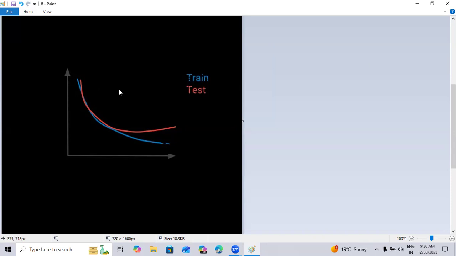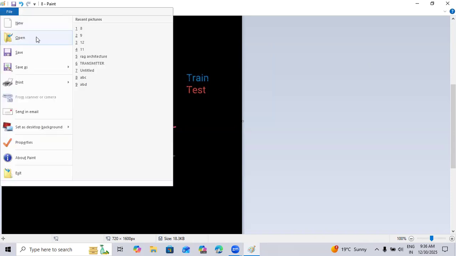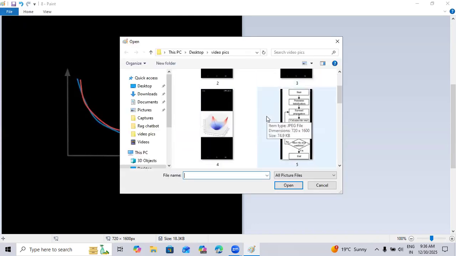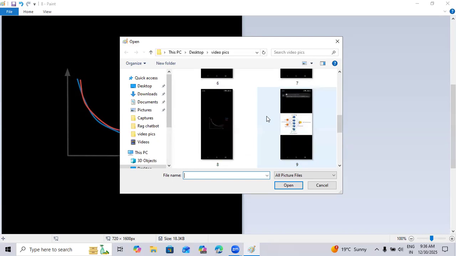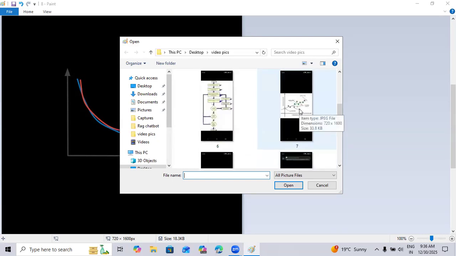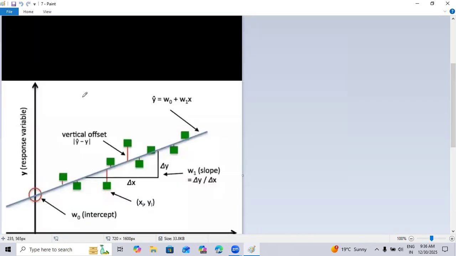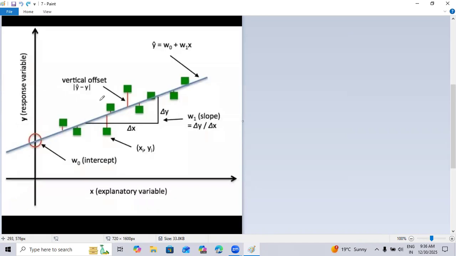So this is how the loss function looks. Let me use another picture to understand the loss function. This is how the loss function looks in a graph.